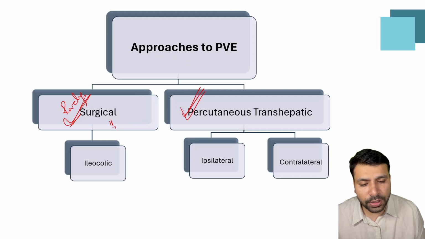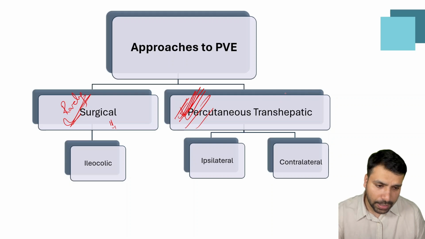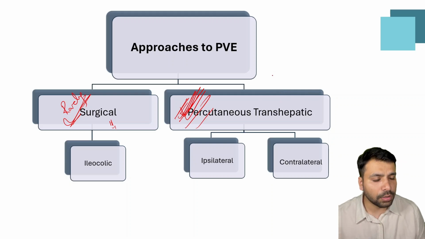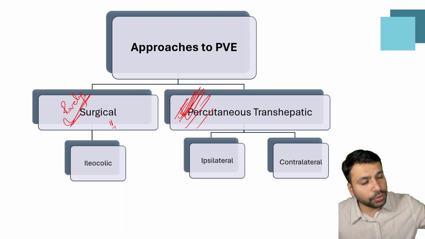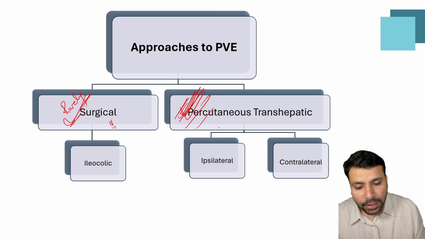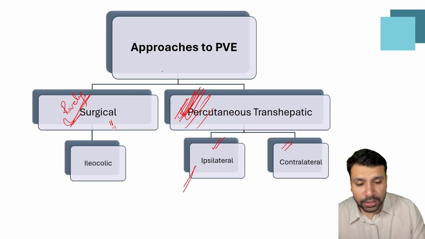The most common approach of portal vein embolization is the percutaneous transhepatic technique. So you go directly into the liver through the skin, ultrasound guided, and you reach any branch of the portal vein, and then you guide the wire through the branch of the portal vein you want to embolize. It can be ipsilateral or contralateral. Ipsilateral means, I'll tell you. So this slide is very important.